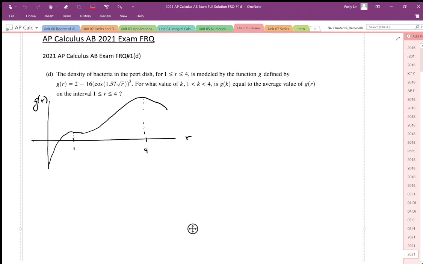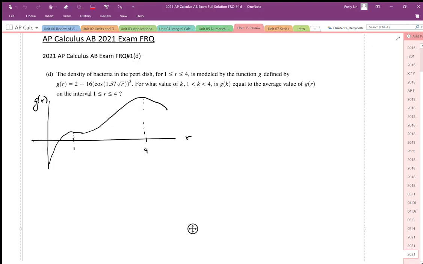Number 1D says the density of bacteria in the petri dish for radius 1 to 4 is modeled by the function g. And g of r, g as a function of the radius, is 2 minus 16 bracket cosine of 1.57 square root r of the cosine cubed. And it says, for what value of k from 1 to 4 is g of k equal to the average value of g of r on the interval?